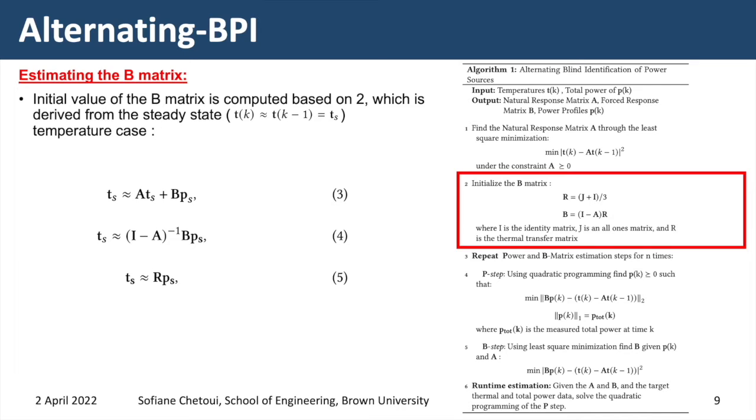One of the characteristics of the R matrix, which represents the thermal transfer matrix, is that it's a symmetric matrix with maximum values in the diagonal. So using these characteristics of the R matrix, we can come up with the initial guess about the B matrix shown in the second step.